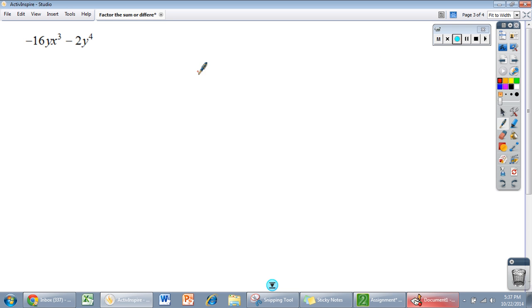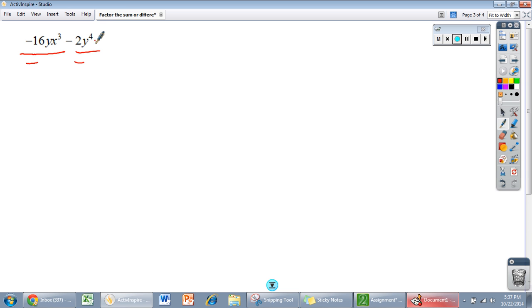This time we see that the problem begins with a negative, and I've advised you whenever your leading term is a negative, we must factor that out up front. So we're going to divide by a negative, but is there something else I can divide by besides a negative 1?